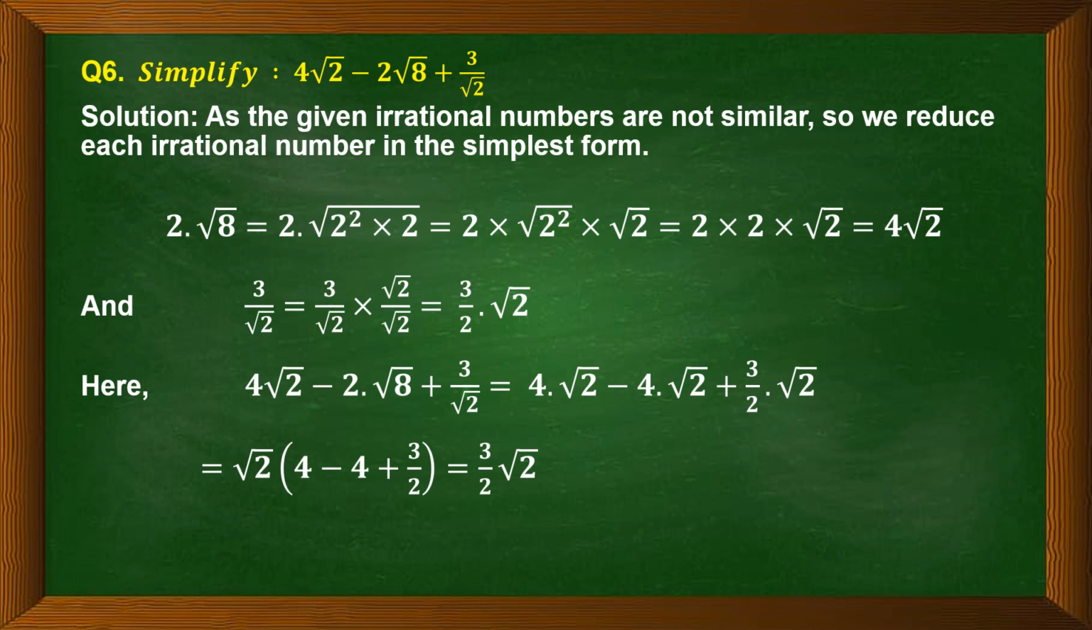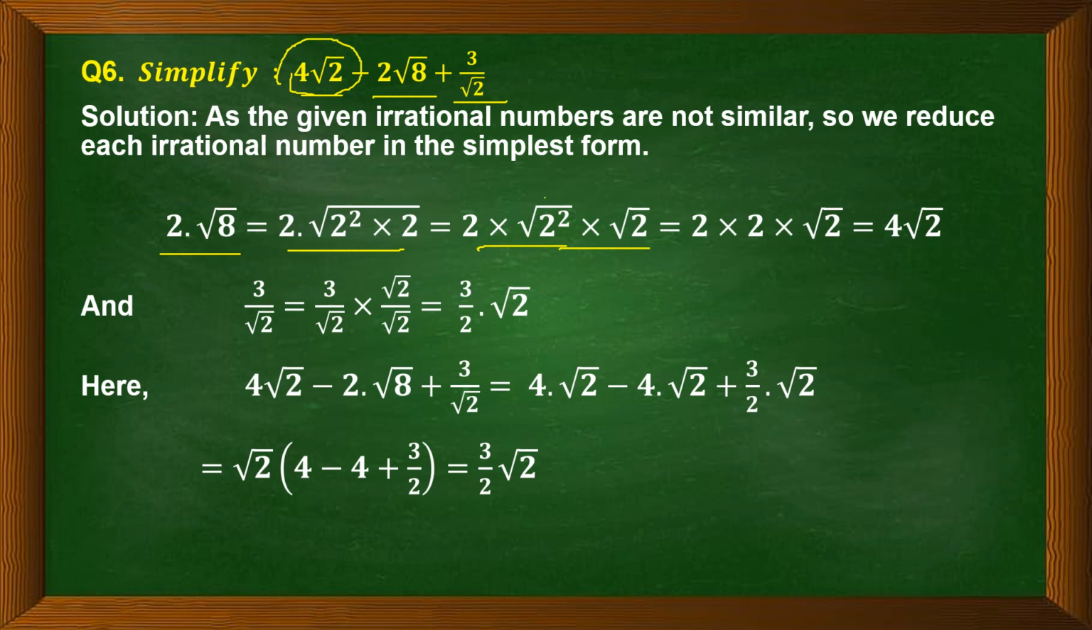Now question 6. Simplify 4 root 2 minus 2 root 8 plus 3 by root 2. Now none of these irrational numbers are similar, so we need to reduce them into simplest form. So 4 root 2 is already in simplest form. Let us start with 2 into root 8. 8 is 4 into 2, which we can write as 2 square into 2. Further split it, so 2 into root of 2 square into root 2.